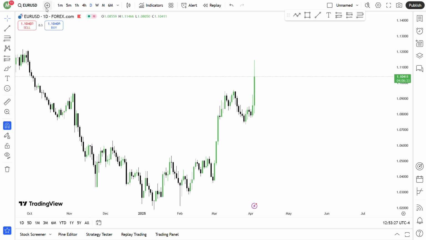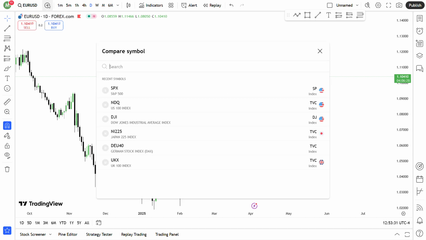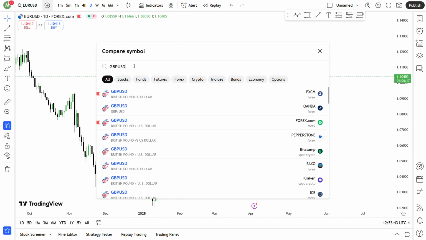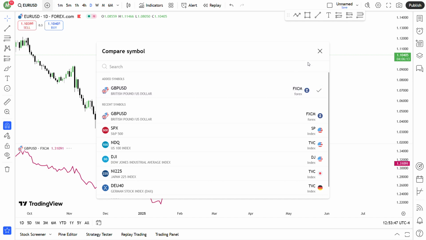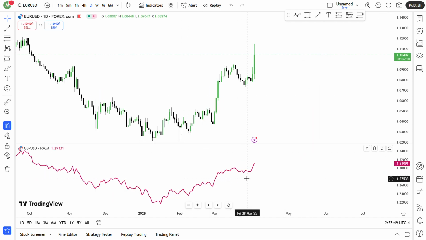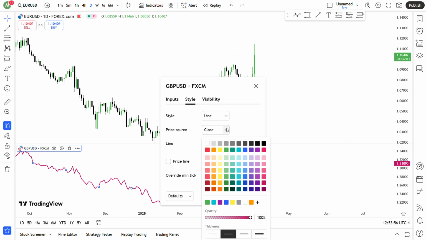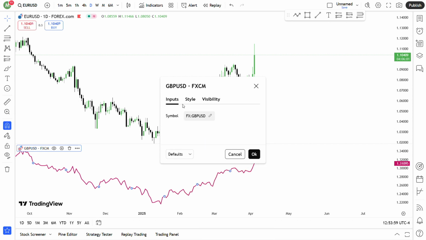Go to the settings and click this plus. After that, enter which pair you need. Euro USD's positively correlated pair is GBP USD. Wait for GBP USD to load, then click this new panel. Then you can find the chart in here. Next, go to the settings, click the style, and change this into candlestick.